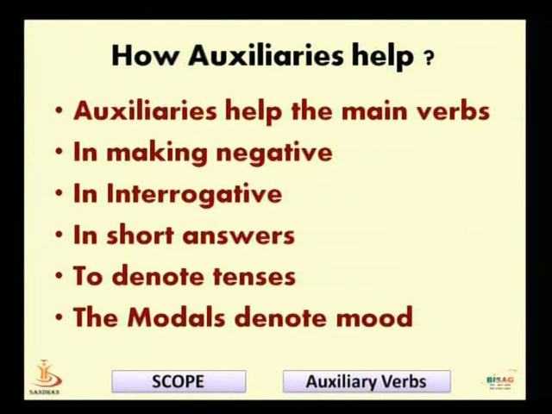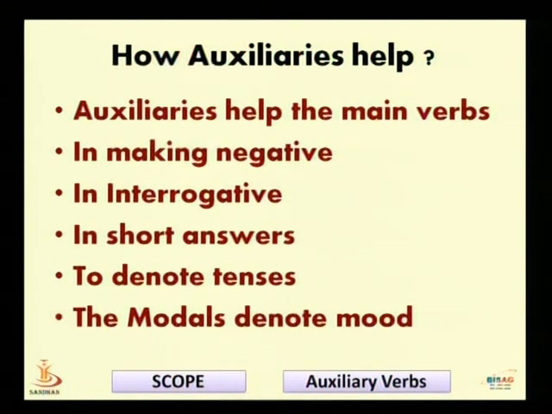Now, as I told you earlier, friends, the auxiliary verbs help the main verbs or the sentence construction in so many ways. Now, these are some of the examples. These are some of the uses in which the auxiliary verbs are very much helpful. In such sentences, friends, let us remember that when they occur as auxiliary verbs, they do not carry any specific meanings, but they help the sentence construction in the following ways.